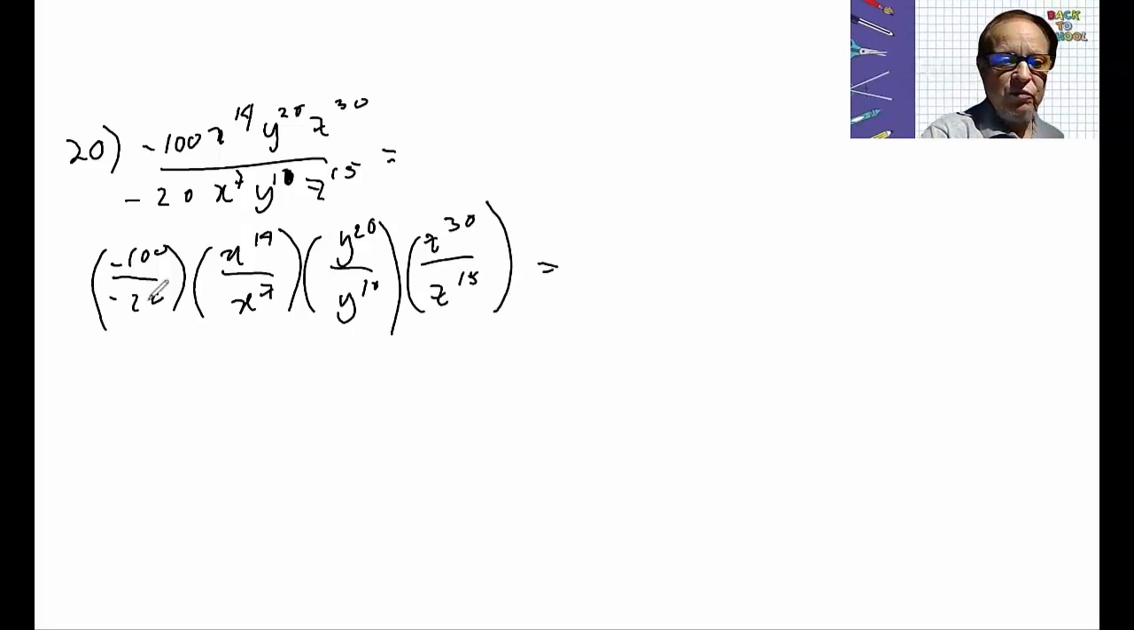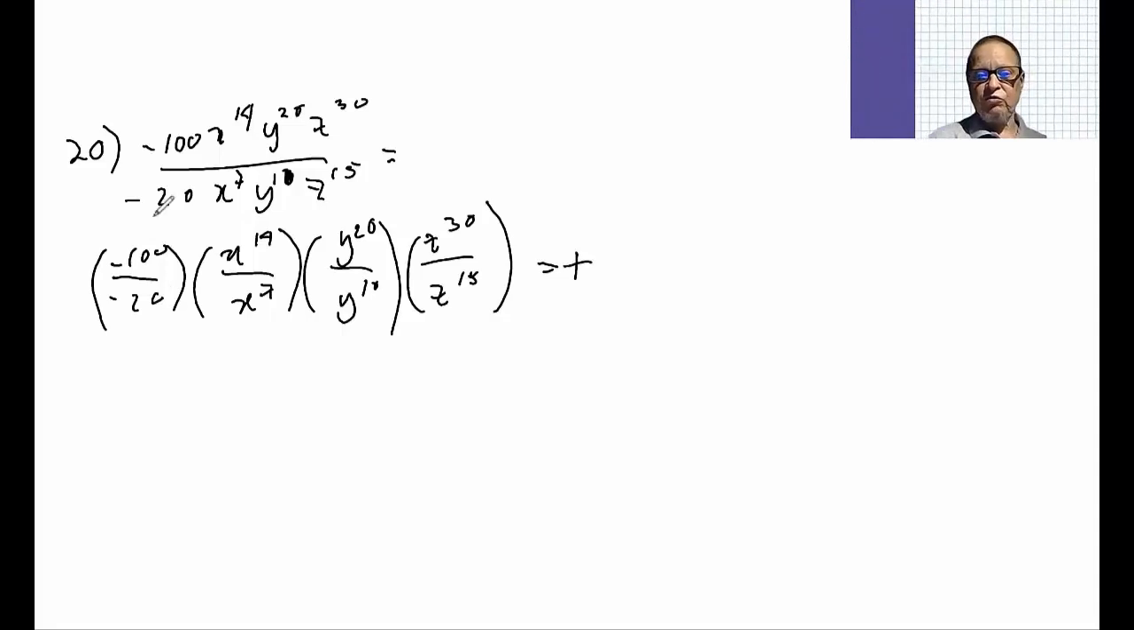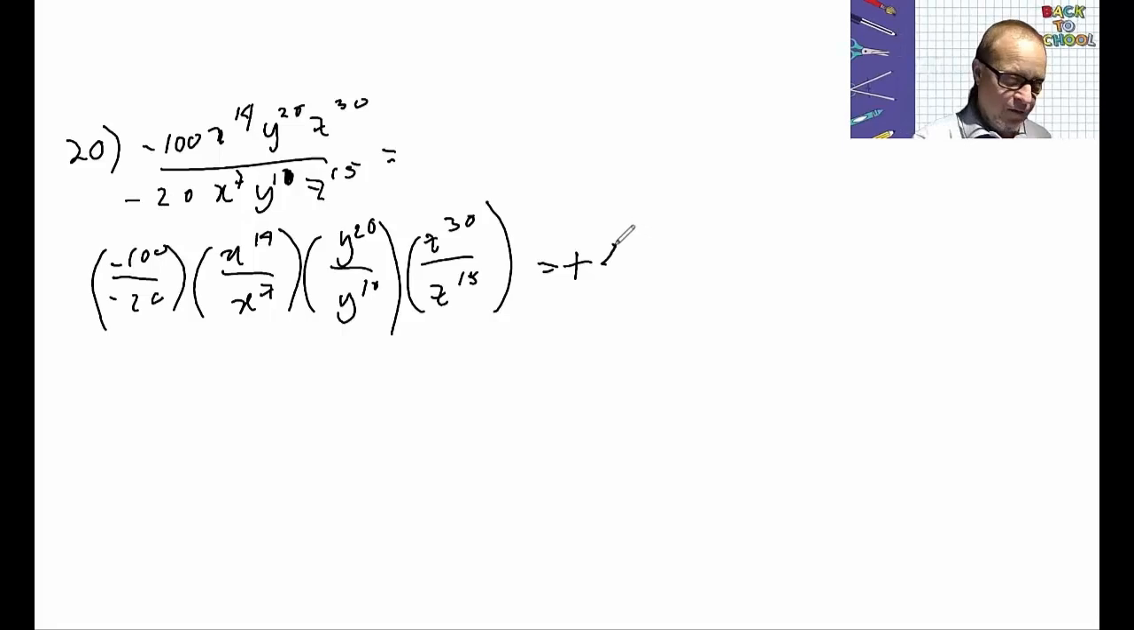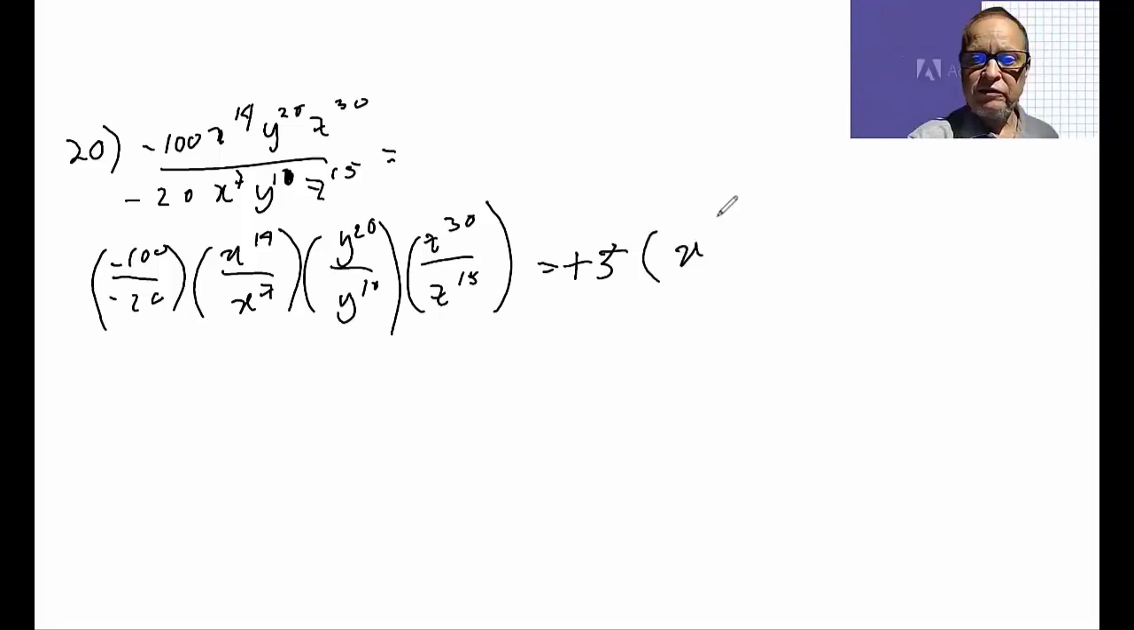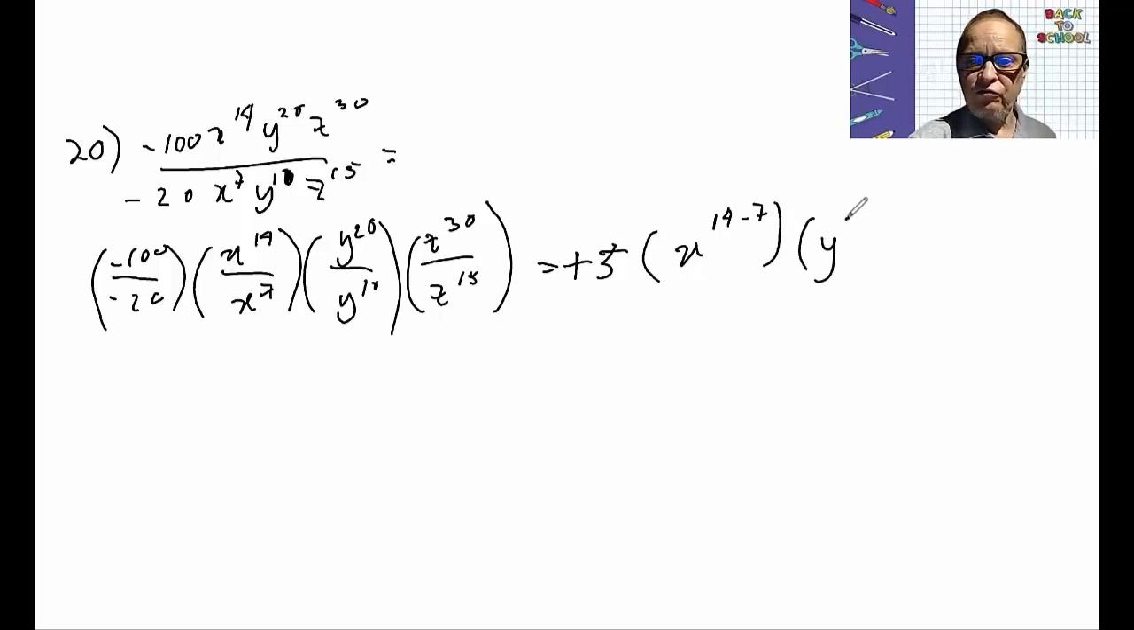And I will do my division here. Well, a negative and a negative over a negative is a positive. And 20 goes into 100 5 times. Then I will use my quotient rule. X to the 14 minus 7. And then for my y's, y to the 20 minus 15.